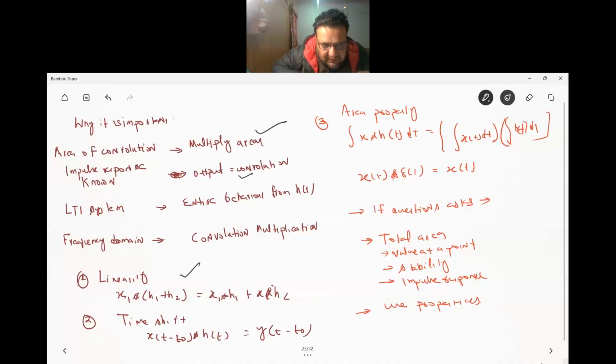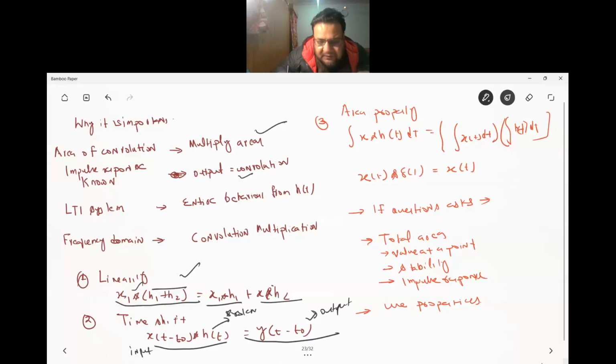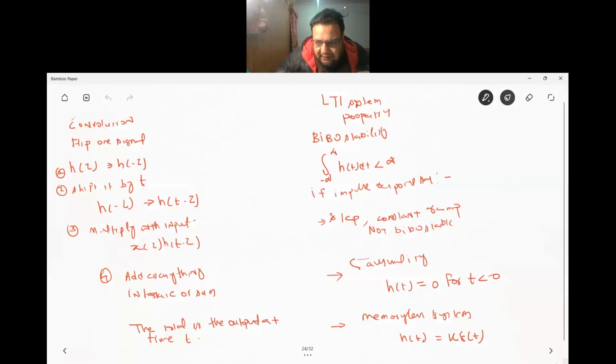Now there are certain properties with respect to this. If you are convolving two systems' impulse responses with one input, this is linear also, x1 plus x2. Then time shifting: x of t minus t naught convolved with h of t will result in the same shift in time in the output, right? This is the output, this is the input, and this is the system's impulse response. Okay, now this I have already explained.